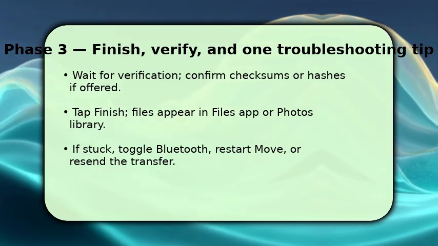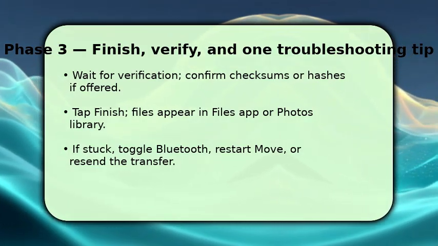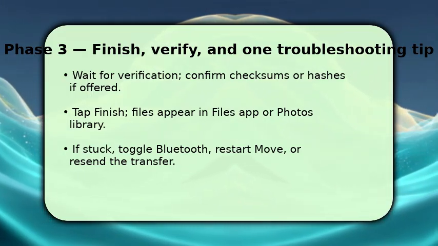If something goes wrong, first toggle Bluetooth and location, then force quit and reopen Move. If that fails, restart both devices and resend. This fixes most pairing and network hiccups quickly.